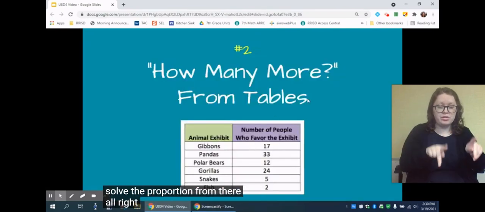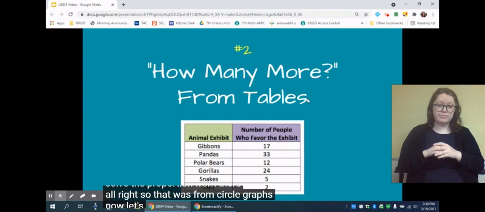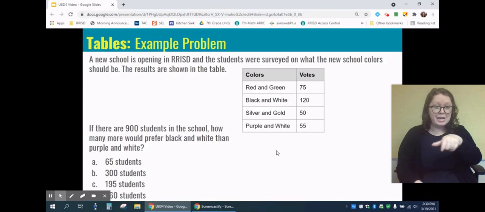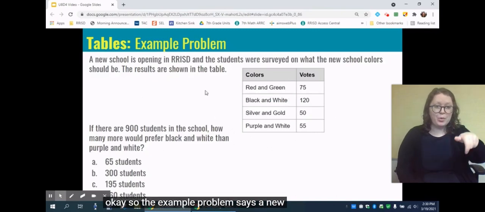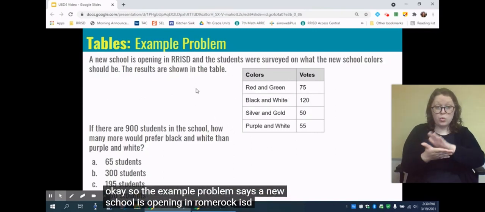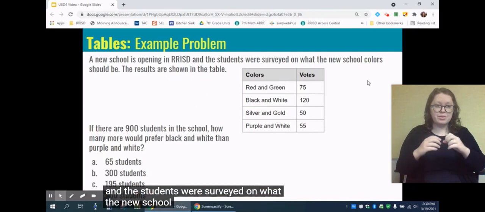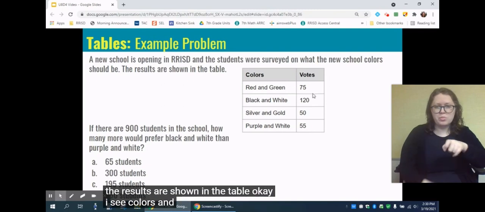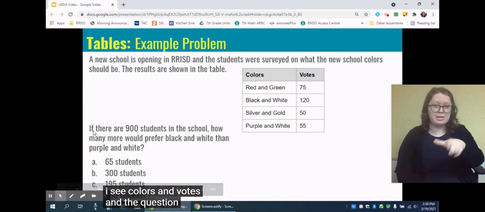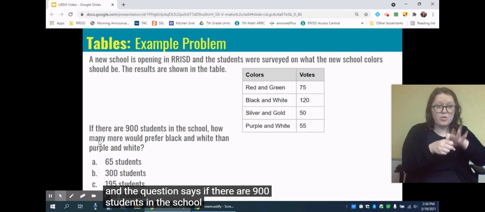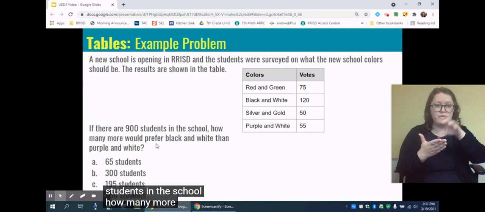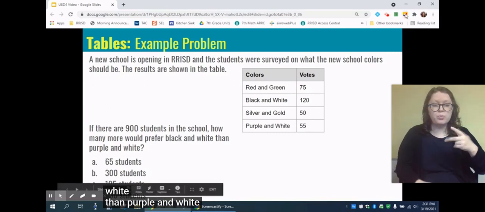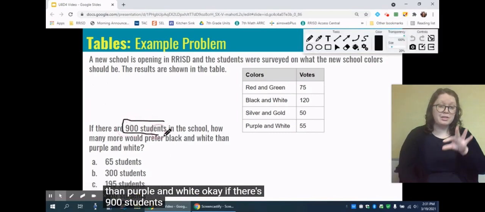All right. So that was from circle graphs. Now let's talk about finding how many more from tables. The example problem says a new school is opening in Round Rock ISD, and the students were surveyed on what the new school colors should be. The results are shown in the table. I see colors and votes. And the question says, if there are 900 students in the school, how many more would prefer black and white than purple and white?